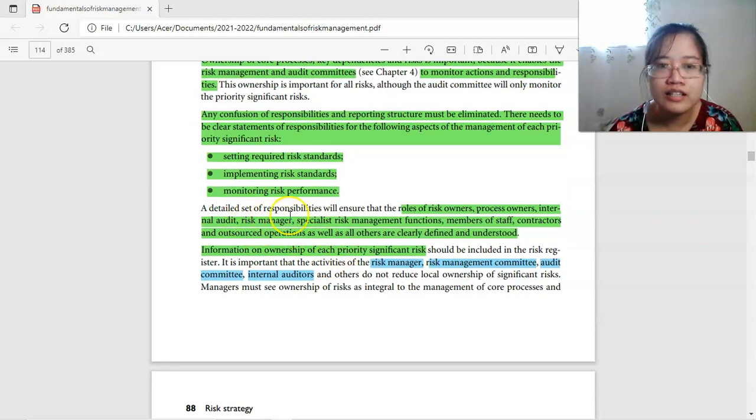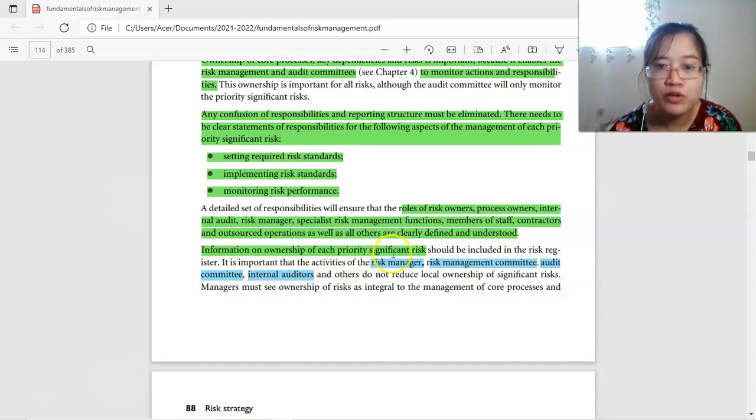Okay. Detailed set of responsibilities, kasama dyan yung roles of risk owners, process owners, internal audit, risk manager, specialist risk management functions kung meron, members of staff na mag-execute sa implementation, and then contractors, if any, outsourced operations, let's say sa payroll, diba? They have to be on time, they have to comply with the laws and regulations, ganyan. As well as all others are clearly defined and understood dun sa risk management documentation under the responsibilities, okay?